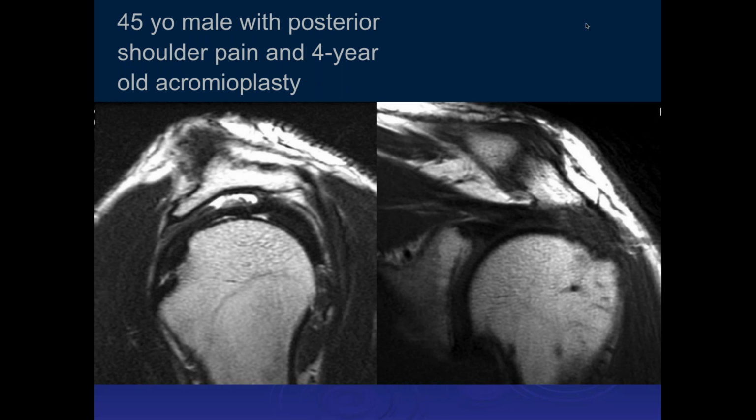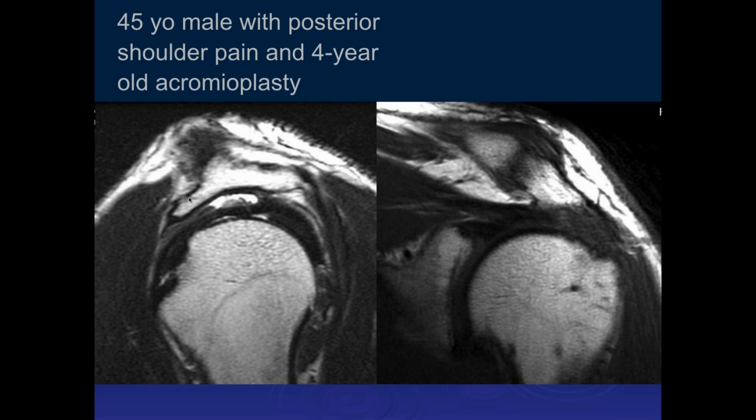Hi. Yes, we have a 45-year-old male patient with posterior shoulder pain and a 4-year-old acromioplasty. We see some changes of acromioplasty in the sagittal plane on the left side, and I see fluid. There's thickening also in the coronal view with some hypointense material. So I'm thinking that there's at least partial tearing of the tendon there. Yeah, I think there's some fraying.